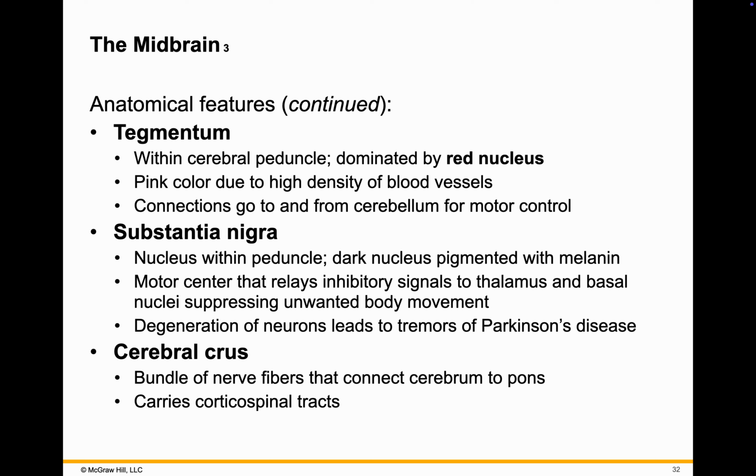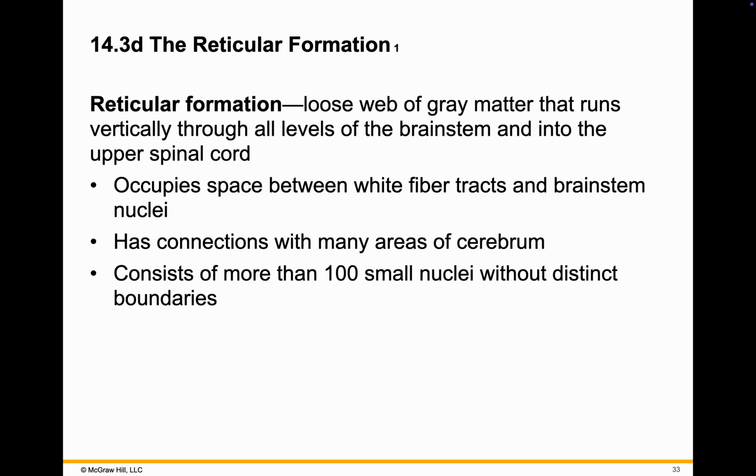The substantia nigra is a nucleus within a peduncle. It's a dark nucleus pigmented with melanin. It's a motor center that relays inhibitory signals to the thalamus and the basal nuclei, suppressing unwanted body movements. And it's problems here in the substantia nigra that lead to the tremors of Parkinson's disease. The cerebral crus is a bundle of nerve fibers that connect the cerebrum to the pons and carry corticospinal tracts.